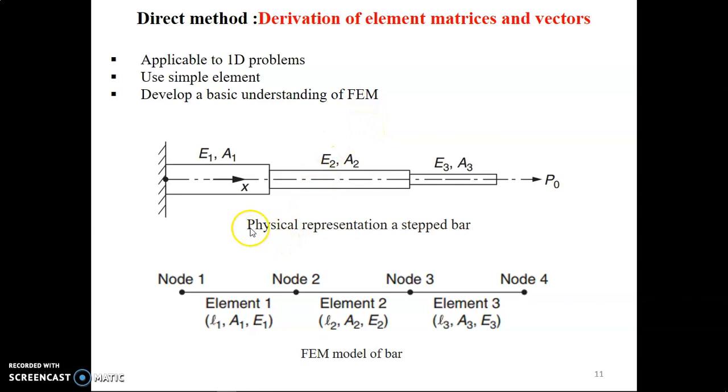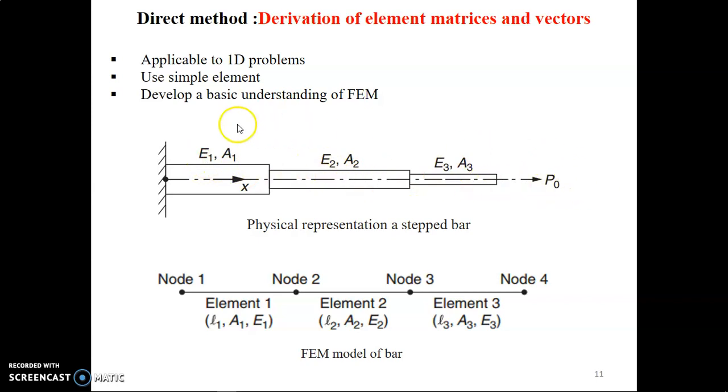Let us assume a situation in which we have a stepped bar. One end of the bar is fixed and the other end is free. At the free end we are applying an external load which is denoted as P0. The stepped bar is composed of three cross sections having areas A1, A2, A3, and these cross sections are running across lengths L1, L2, L3. The Young's modulus within each of these steps are E1, E2 and E3.